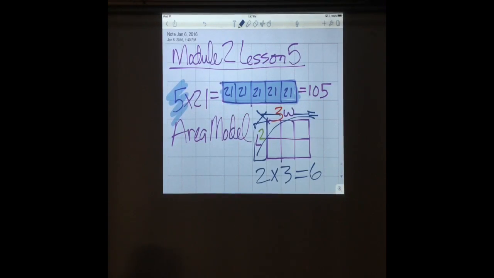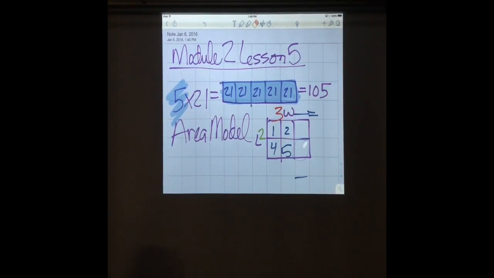Is that correct? Yeah. How do we know that? Well, we can number our boxes. 1, 2, 3, 4, 5, 6. How many boxes do we have? We have 6 total boxes. Are you with me with that? Yes. Now this is an easy area model, okay? And what do we have to remember in our area model?